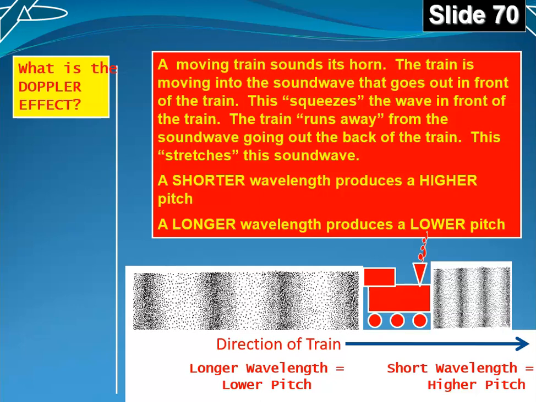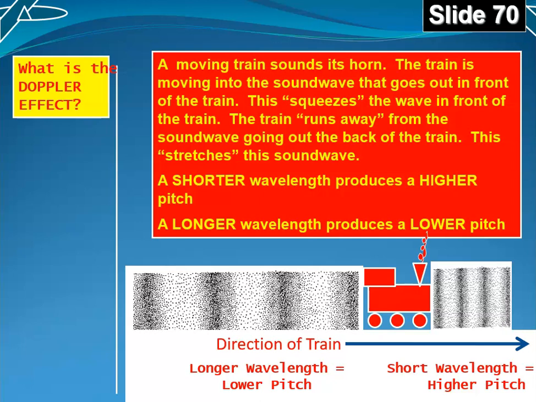So you can see what's happening is the sound is going out in all directions. It's not just going forward and backward from the train, but we're just trying to keep it simple. So as the sound goes out in front, the train is chasing after those sound waves, so it basically shortens the wavelength. So they sound higher pitched.